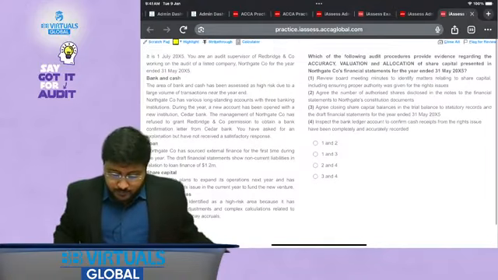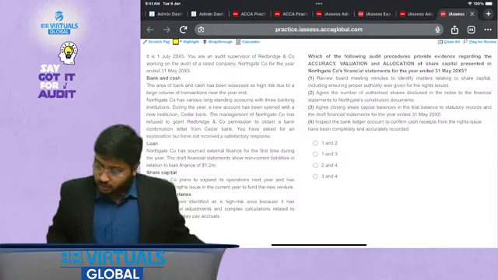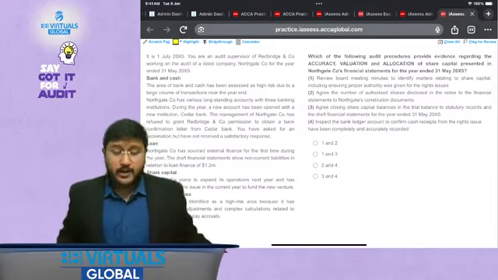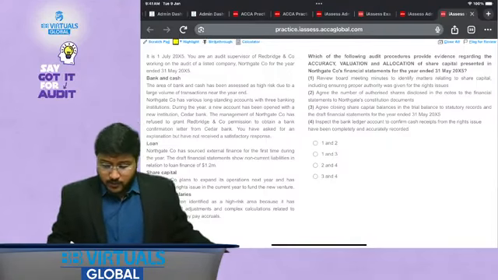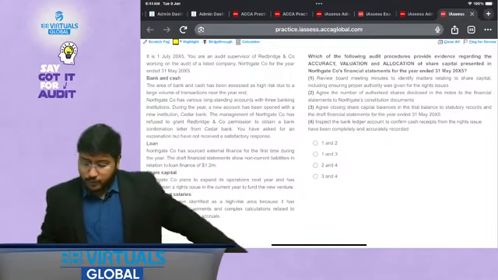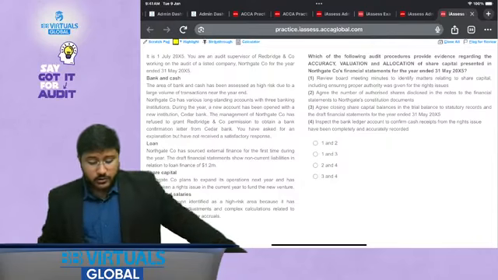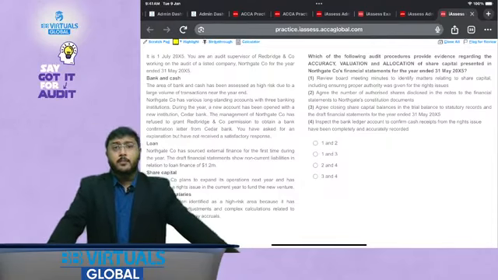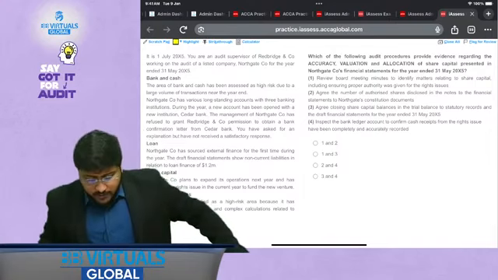Now the next question, which of the following audit procedure provide evidence regarding the accuracy, valuation and allocation of share capital presented in Northgate's company's financial statement for the year ended 31st May 2025? Now this is also something that you can solve because it is asking you to provide evidence regarding three assertions: accuracy, valuation and allocation. So review board minute meetings to identify matters relating to share capital, including ensuring proper authority was given for the rights issue. Now this is a valid audit procedure, but this is not related to accuracy, valuation or allocation, right?